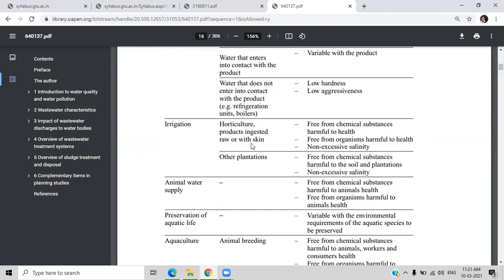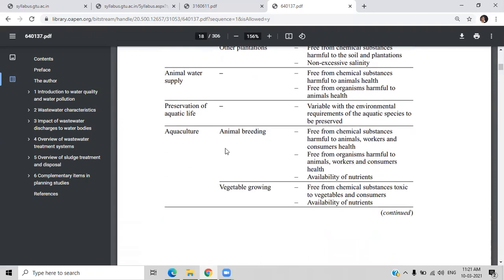For irrigation purposes, excessive salinity is dangerous, because as we know, excessive salts or excessive alkalines in the soil reduce the nutrients of the soil and have a destructive effect on the plantation. So the water quality used for irrigation should be non-excessive in salinity.